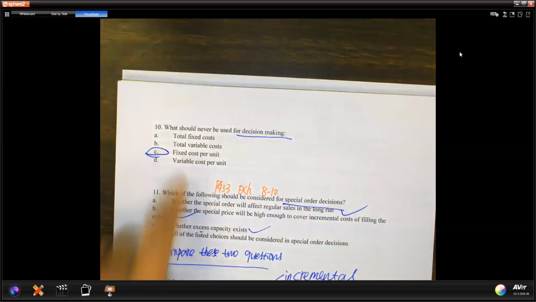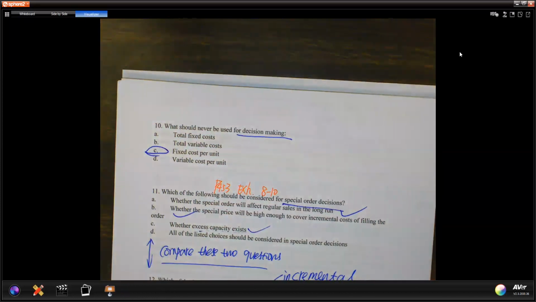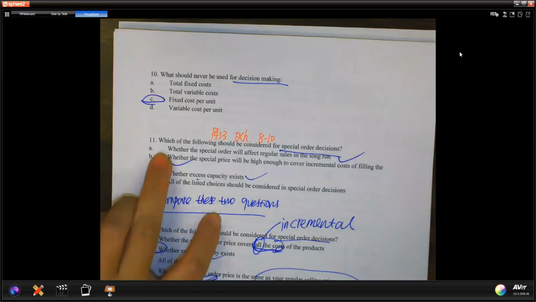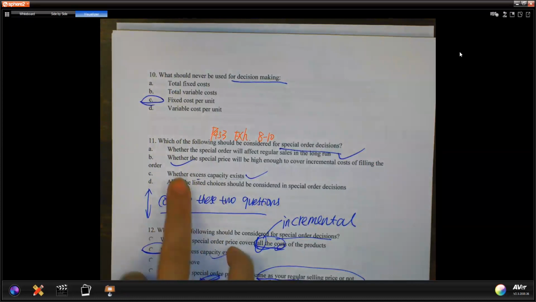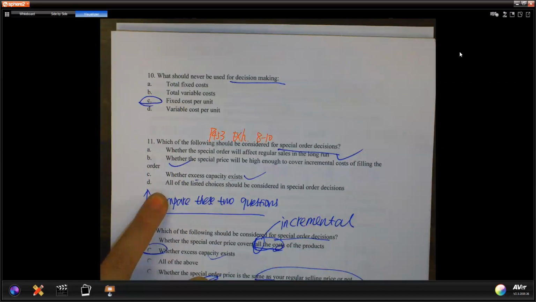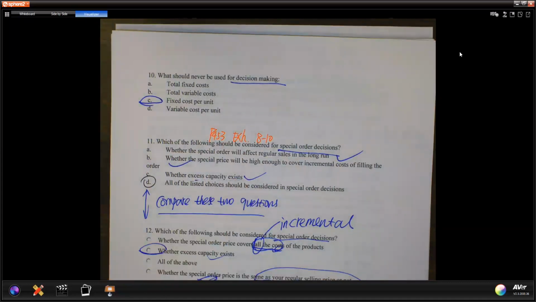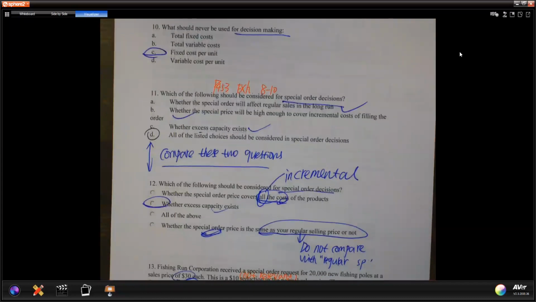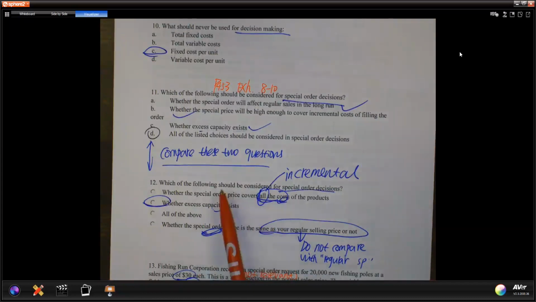Okay, question 10, talking about never be used. We have been seeing this fixed cost per unit many times. And then question 11, I'm not going to really read it, but the answer is D. I think I didn't put it. Read your textbook. We didn't say too much, but you have to consider all of these things: whether you have extra capacity, whether your incremental revenue will cover incremental cost, and whether you will affect your regular sales in the long term. And question 12, talking about the other things that you should still consider.